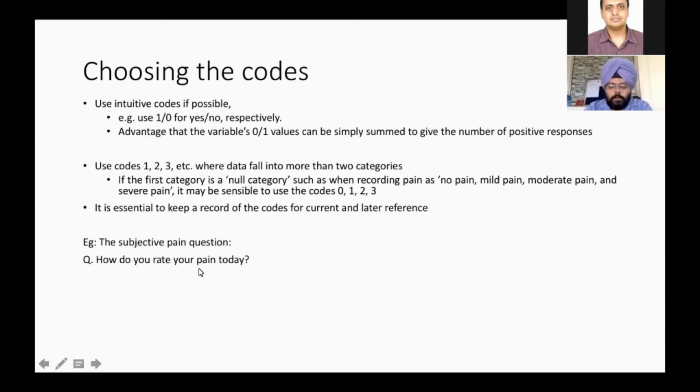How do we choose the code? In case there is a dichotomous response of yes and no, our intuition says yes is 1 and no is 0. That kind of response may hold very well when we have yes or no as a response.